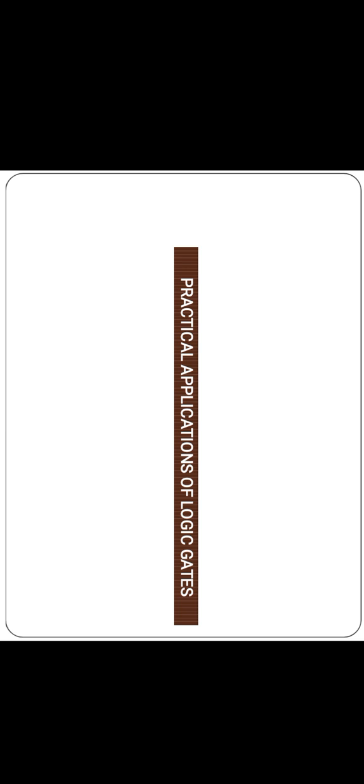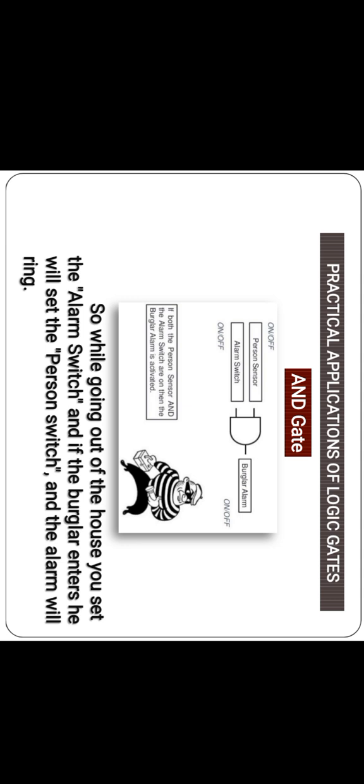Next we can see the practical applications of logic gates. First application is AND gate. So while going out of the house, you set the alarm switch, and if the burglar enters, he will set the person switch and the alarm will ring. In the diagram we can use person sensor and alarm switch. If both the person sensor and the alarm switch are on, then the burglar alarm is activated.